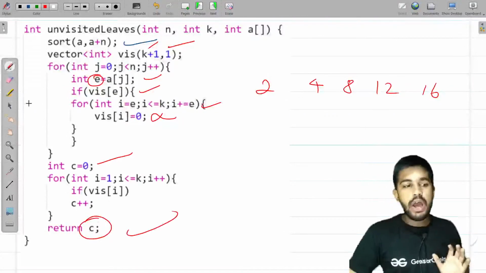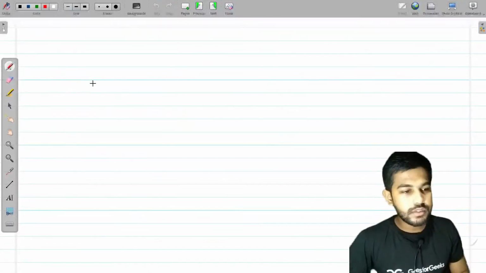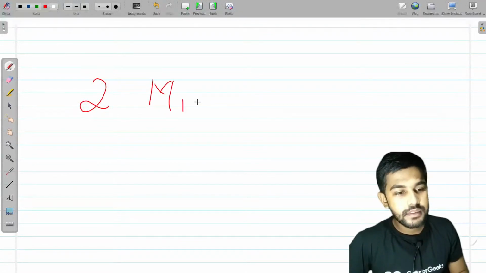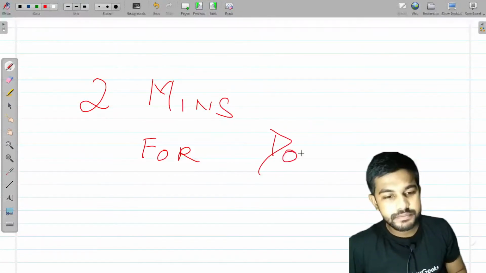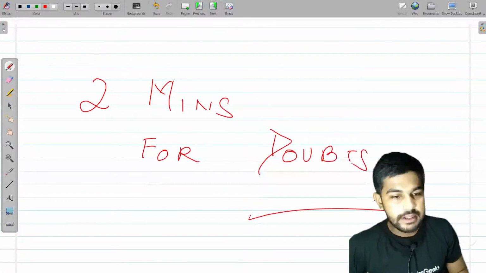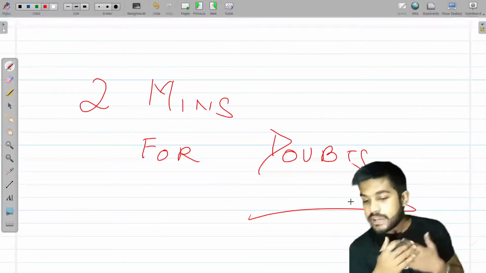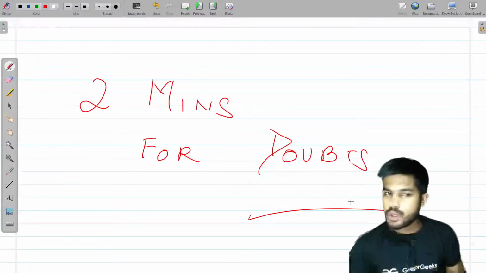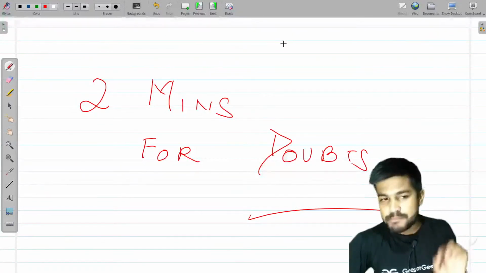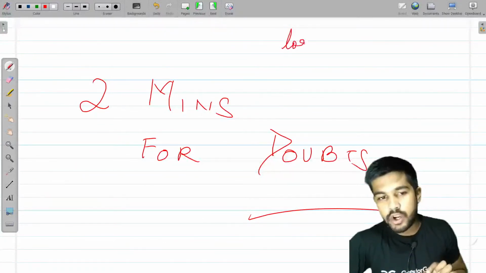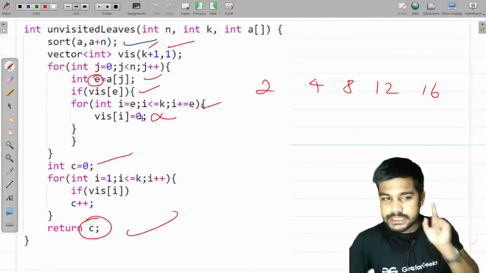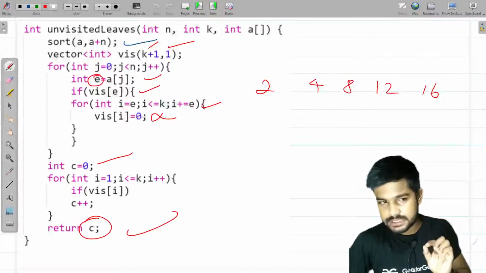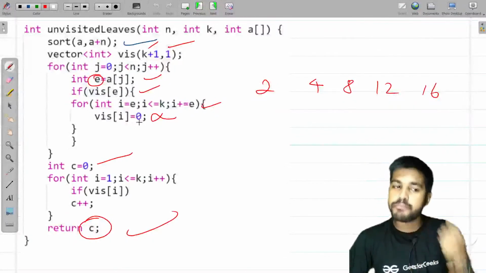Now I would wait for 2 minutes for doubts. Tell me, what are your doubts? Can we use map? Okay, we can use map, but map has a complexity of log n, and this hashing one has constant complexity. That's why I found it more efficient.